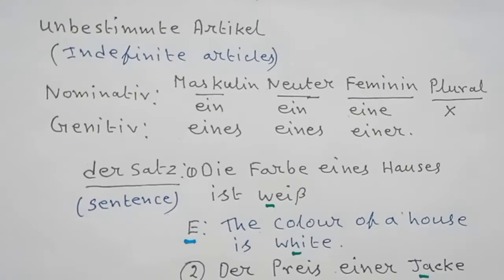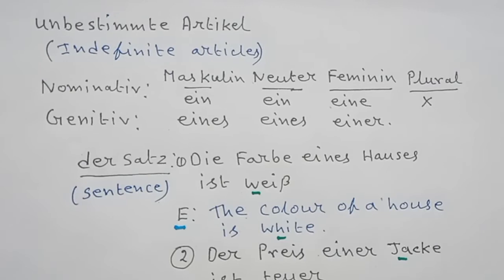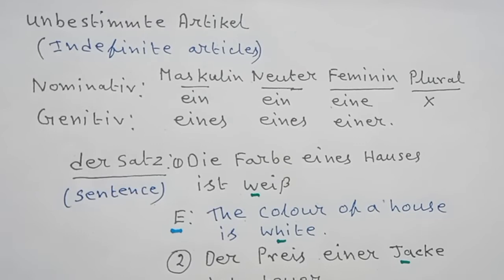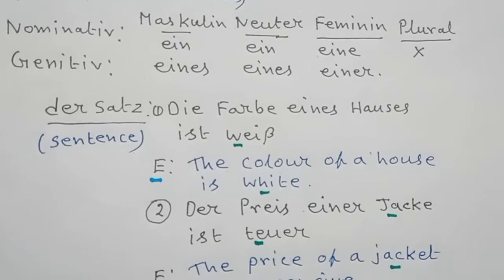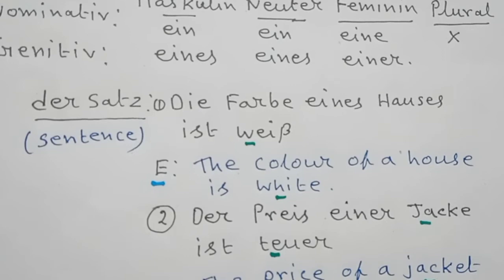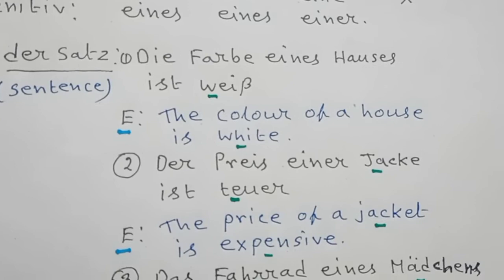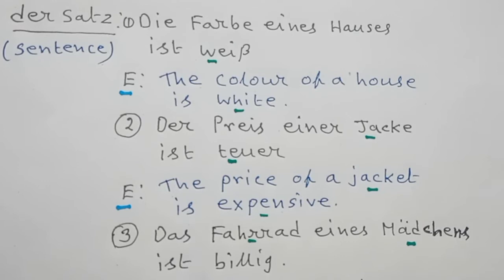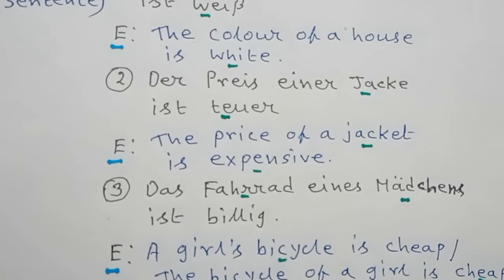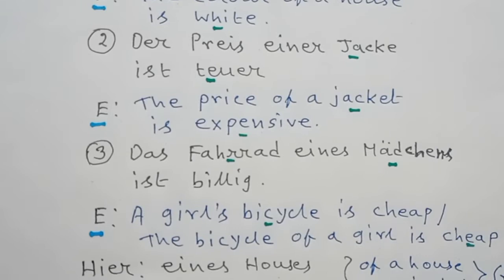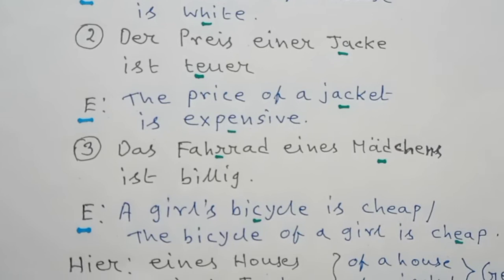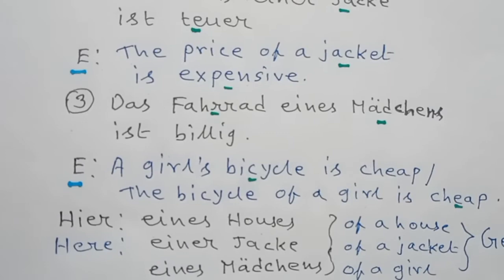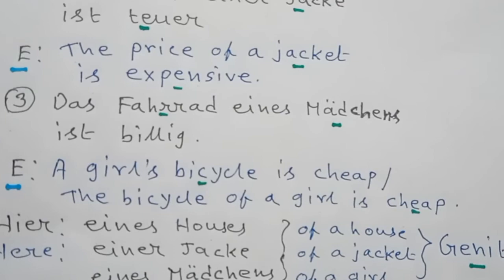Now, unbestimmte Artikel, indefinite articles. Nominative: ein, ein, eine, here no plural. Genitive: eines, eines, einer. Here is the sentence. Die Farbe eines Hauses ist weiß. The color of a house is white. Number two: Der Preis einer Jacke ist teuer. English: the price of a jacket is expensive. Number three: Das Fahrrad eines Mädchens ist billig. English: a girl's bicycle is cheap, or the bicycle of a girl is cheap. Here, eines Hauses, einer Jacke, eines Mädchens: of a house, of a jacket, of a girl, genitive.